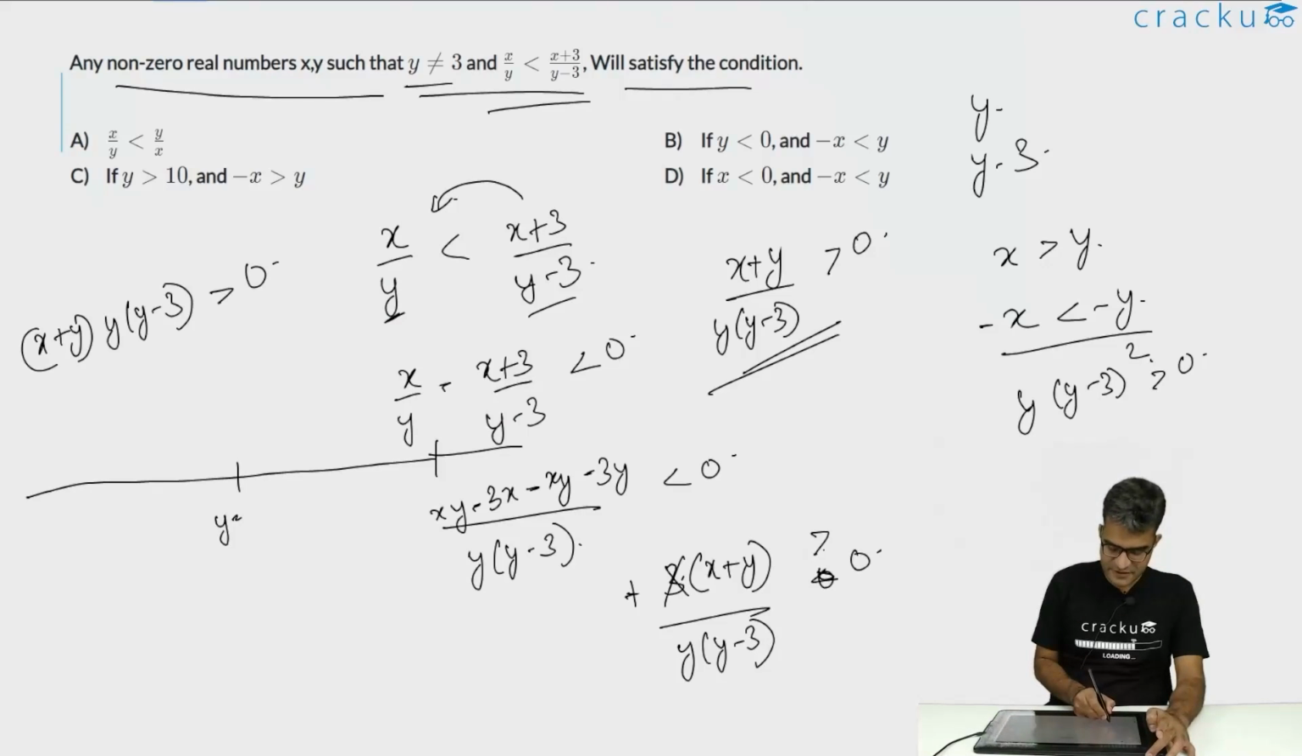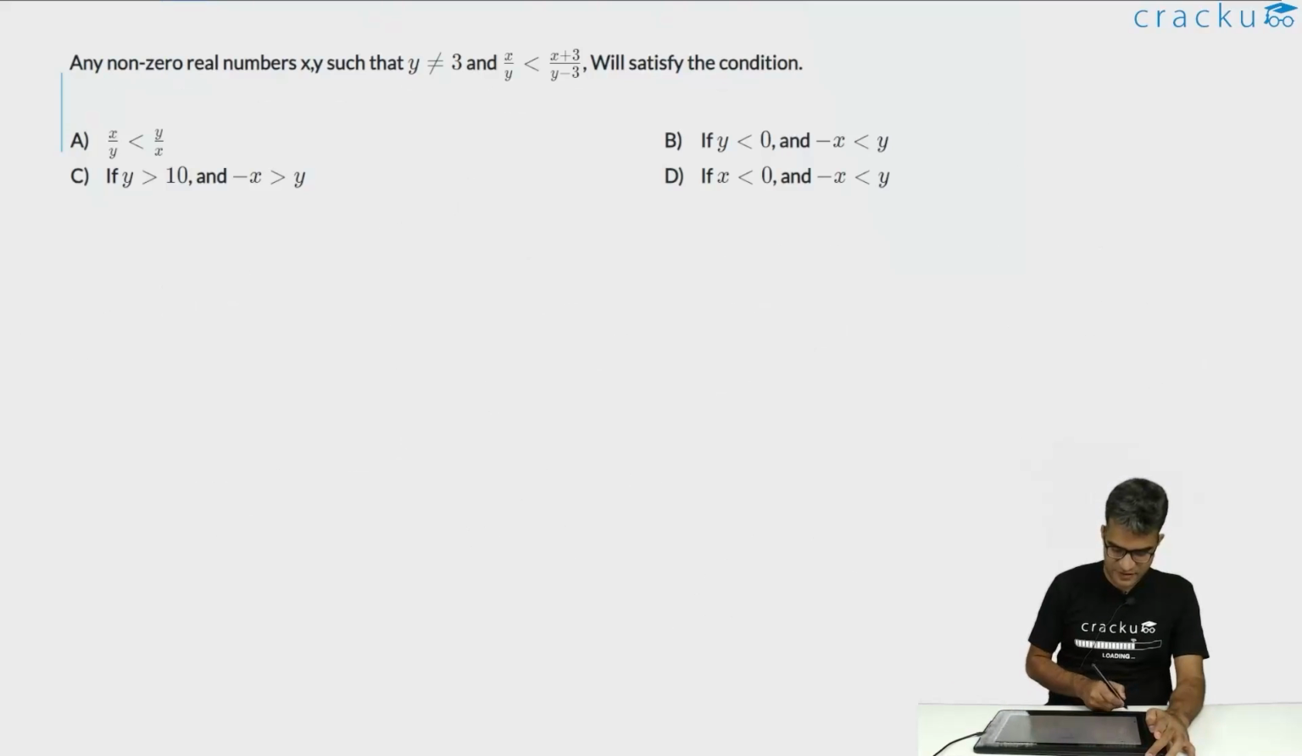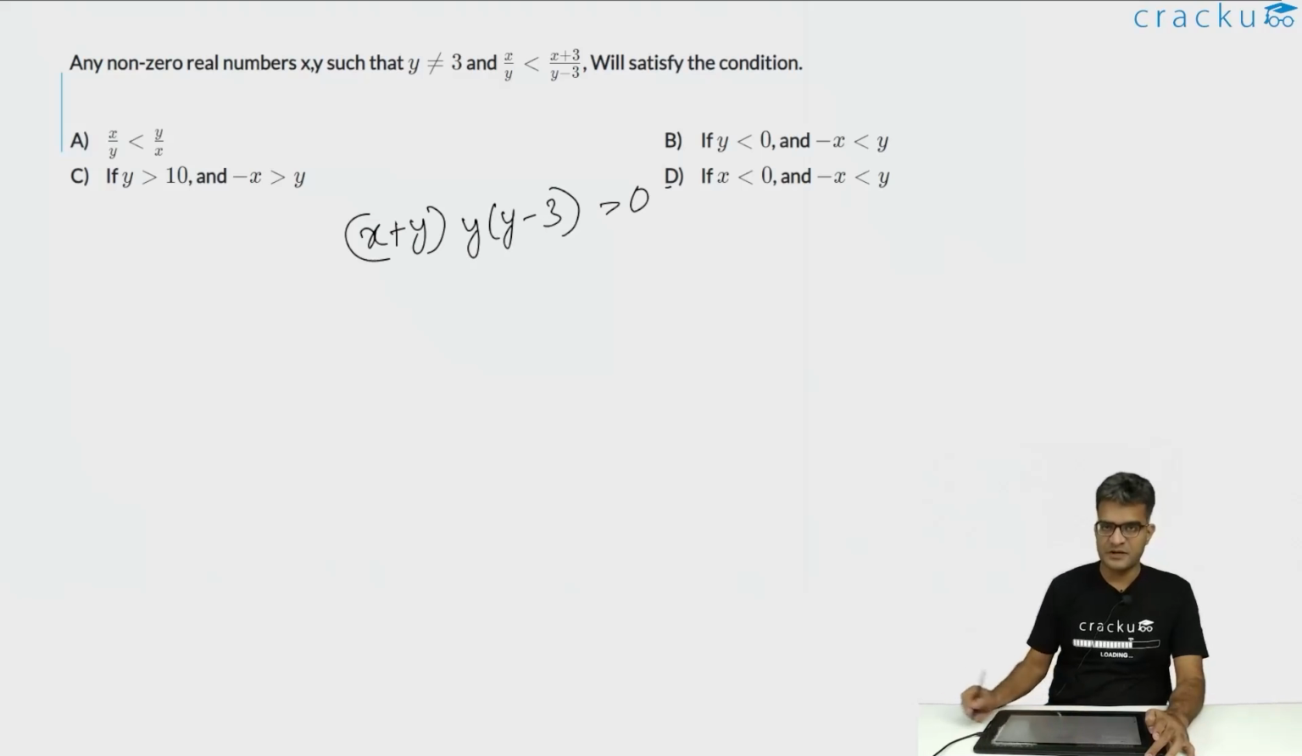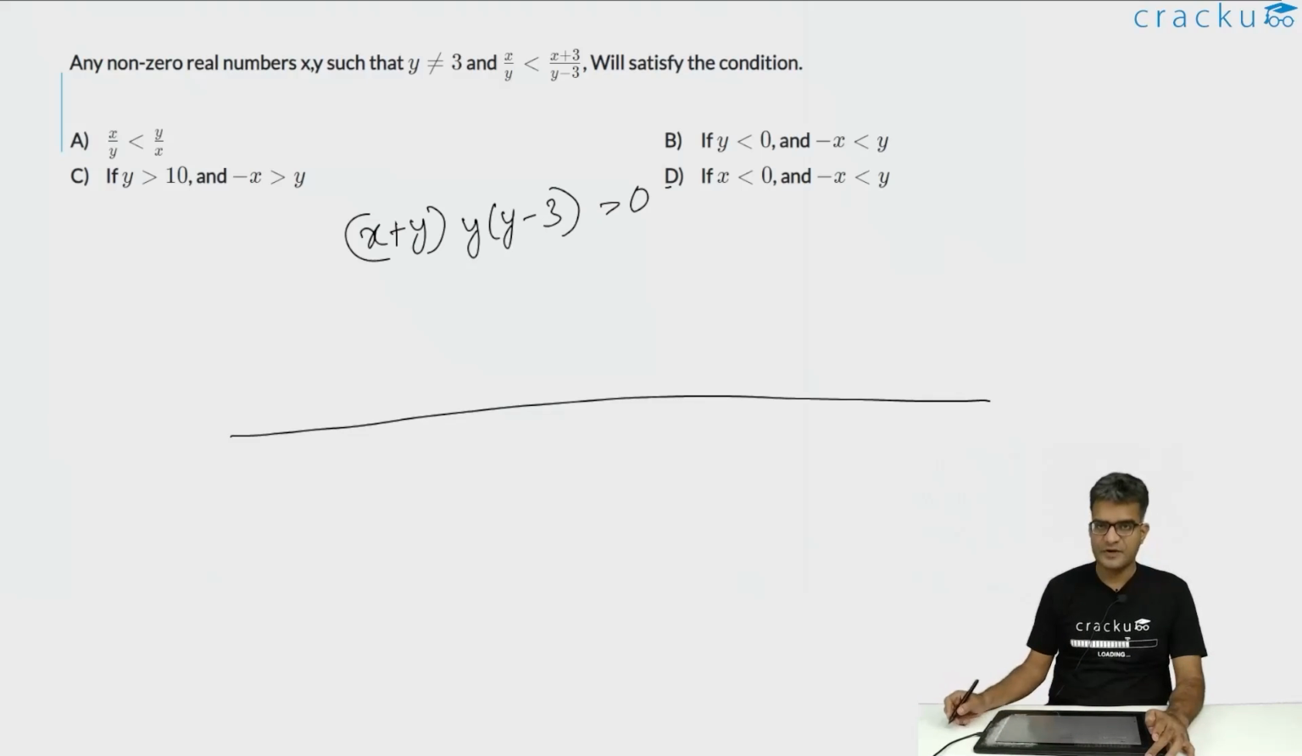This is when y is equal to 0, this is when y is equal to 3. Let me actually clean this up so that we have space. What we essentially have is (x plus y) into (y minus 3) is greater than 0. Now if you are drawing the number line on y, this is when y is equal to 0. This is when y is equal to 3.